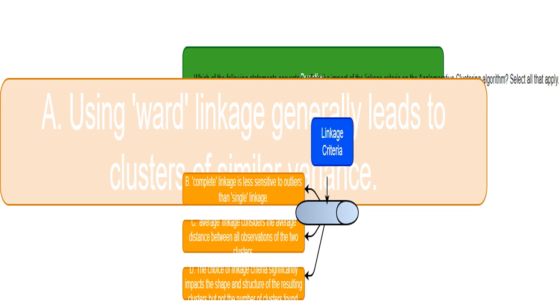This question asks you to identify which statements correctly describe how different ways of measuring distances between clusters affect the final groups that agglomerative clustering produces. I'm assessing whether you understand that ward linkage aims to create clusters with similar amounts of spread or variation within each group. It's like making sure your teams are evenly balanced.